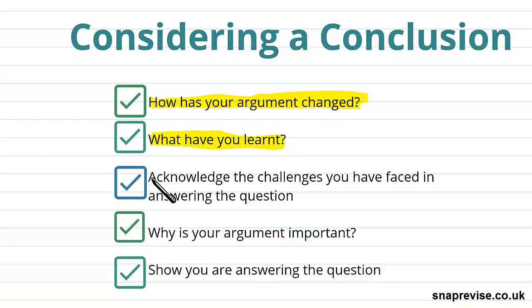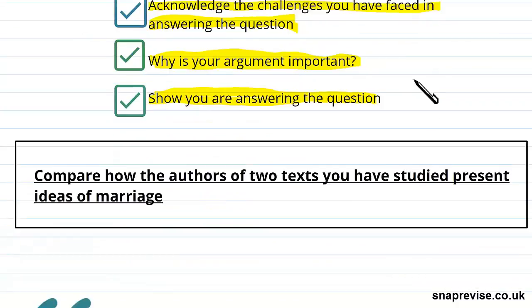We also need to acknowledge the challenges that we have faced in answering the question, and then consider why our argument is important. What is the relevance of our argument to literature or society in general? And we also need to, again, like with our introduction, remind the examiner that we are answering the question, and ultimately the conclusion is the best place to show that you're answering the question.